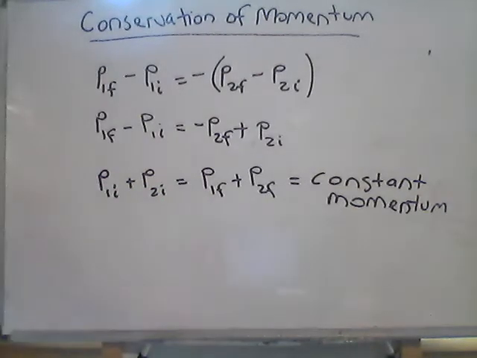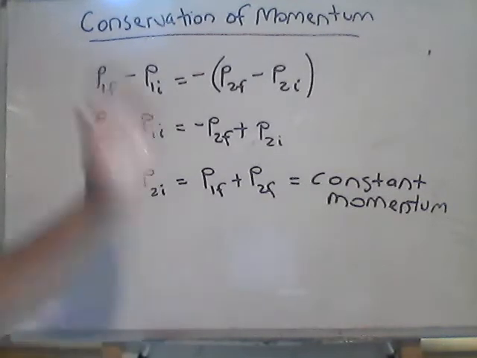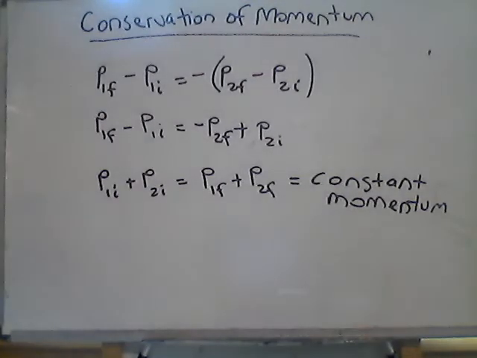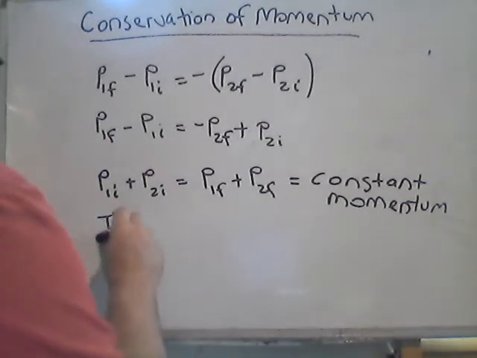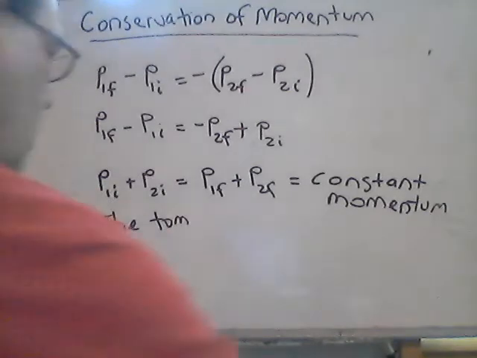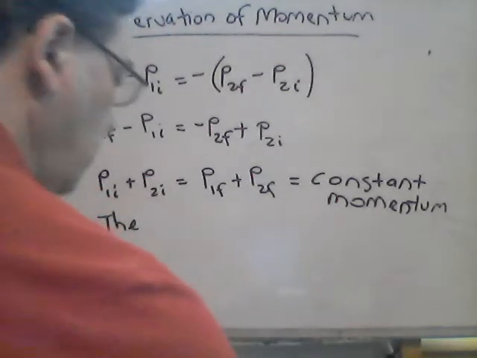If I take the total momentum of a system at some given time, or maybe before the collision, I add them all up. And then at a later time, or maybe after the collision, or after an event, I add up all the momentum in the system afterwards. I will always get the same constant total momentum. This is the conservation of momentum. So the total momentum, or momenta if I want to be plural here. It's not momentums, it's momenta.